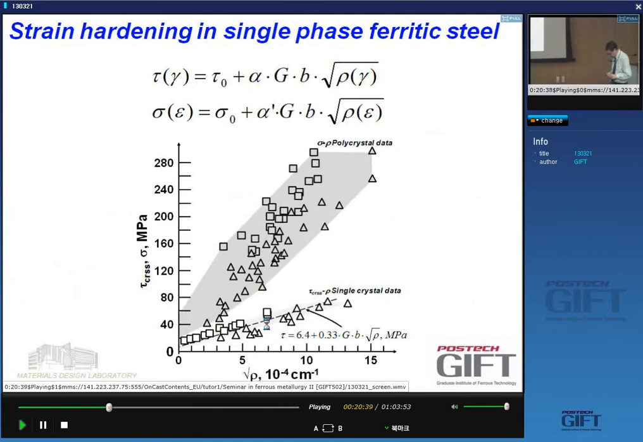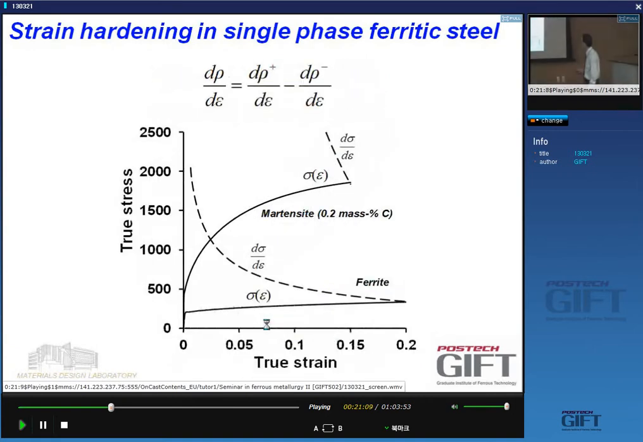So first of all, does this equation hold? Yes, it holds. So for instance, here, for a number of steels, you have this relation between the stress and the square root of the density of dislocations. You see a more or less linear relation for a lot of different types of steels. And this is the same here for single crystal data. They don't overlap because this is the shear stress versus dislocation density relation. So basically, you're in business.